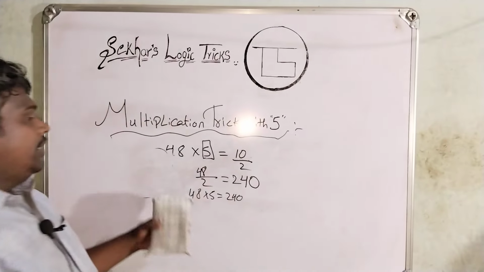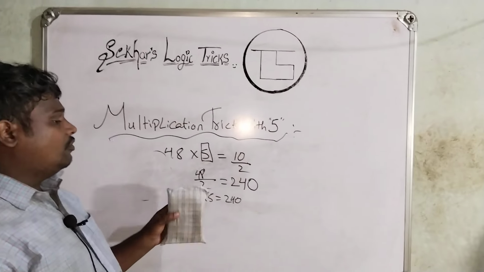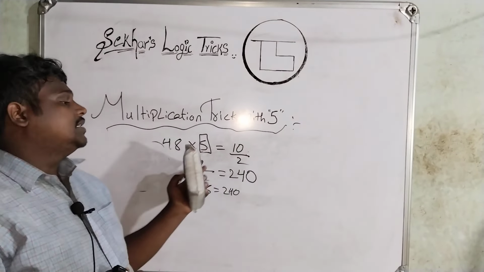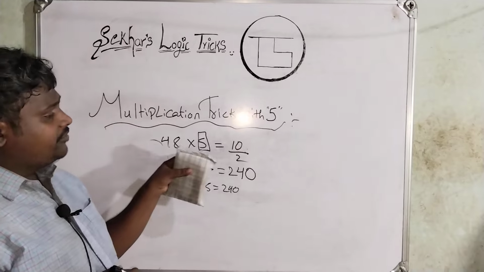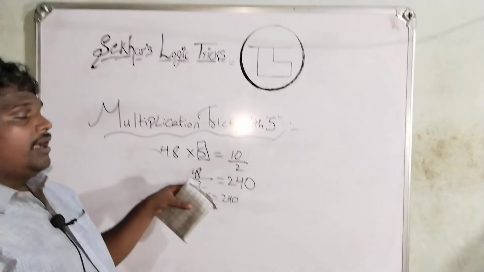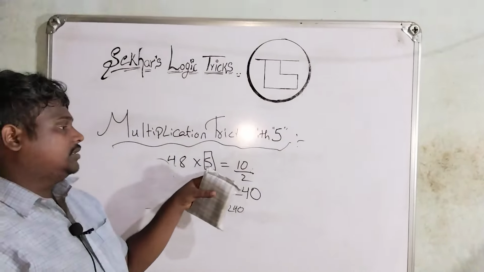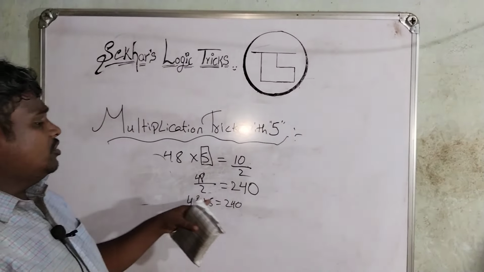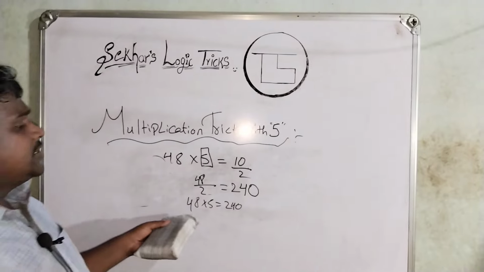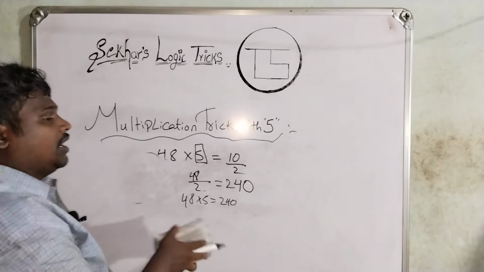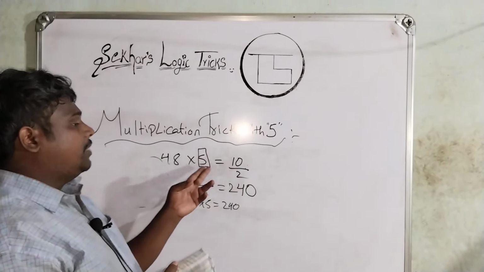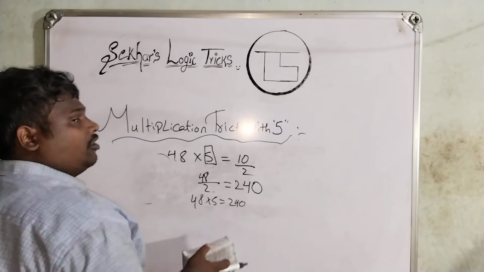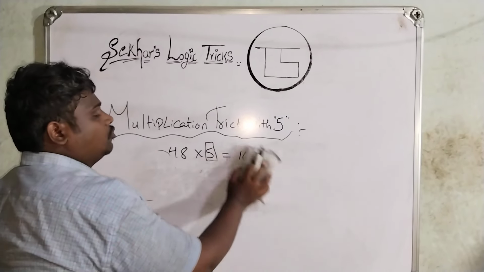See, if we do it in only a single step, multiplication with 5 is tricky. Then divide by 2. This trick works for any number multiplied by 5. Now let's move to two more examples.